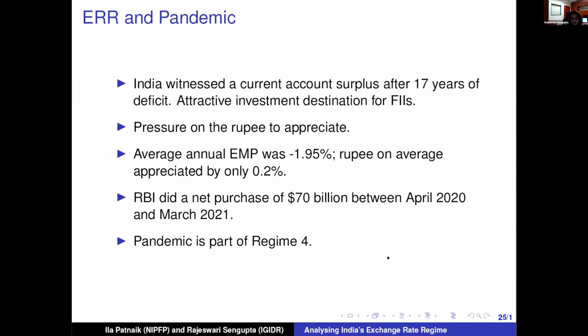And that was, again, potentially because RBI was a very active participant in the forex market. It did a net purchase of $70 billion between April and March 2021. And we do find that the pandemic is part of the last regime, which started in November 2013, when the rupee has been actively managed, both in the spot and in the forward market.